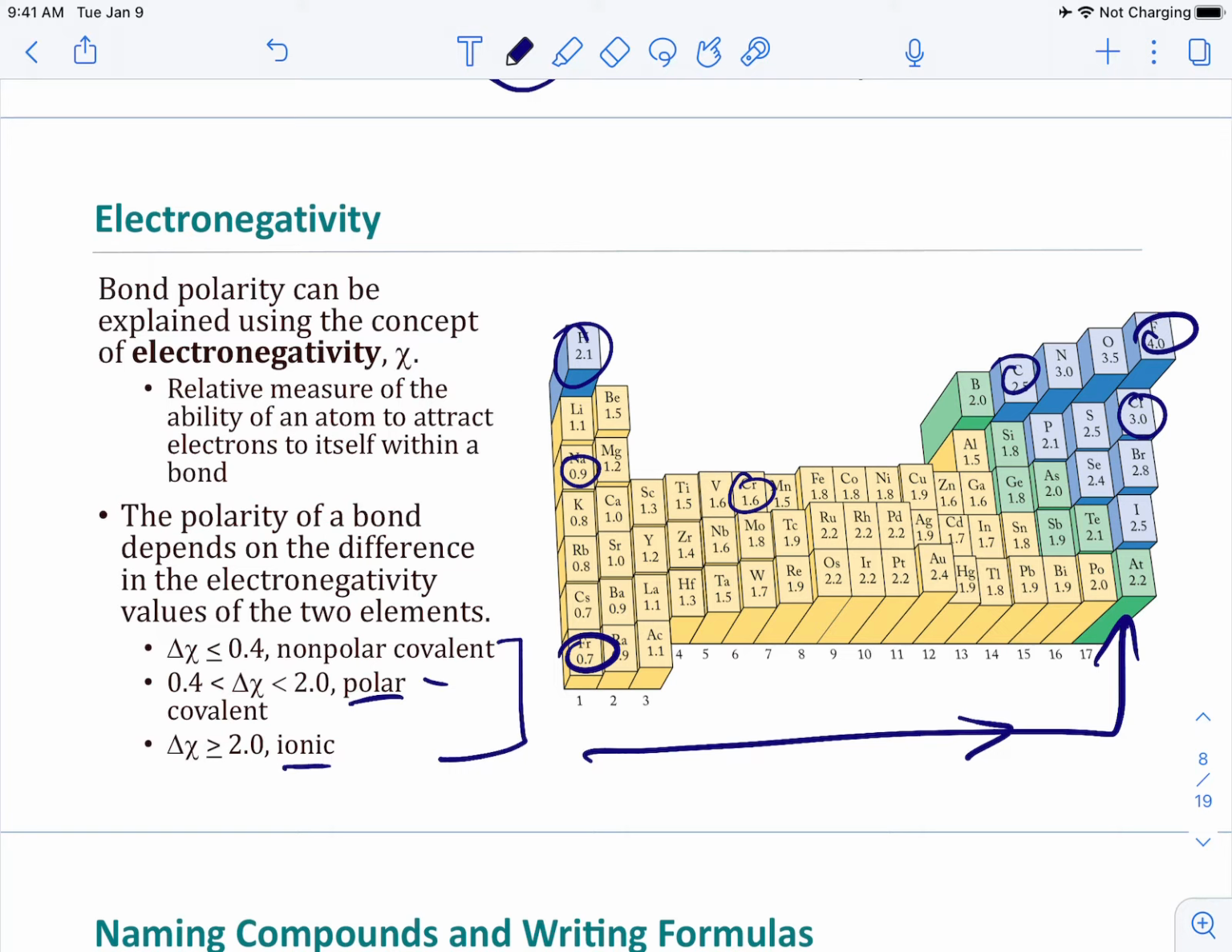And you can see the trend. Oxygen's the next most electronegative element, with a 3.5. And then chlorine and nitrogen are both 3.0, and then bromine's 2.8. And you've got sulfur and carbon both 2.5.